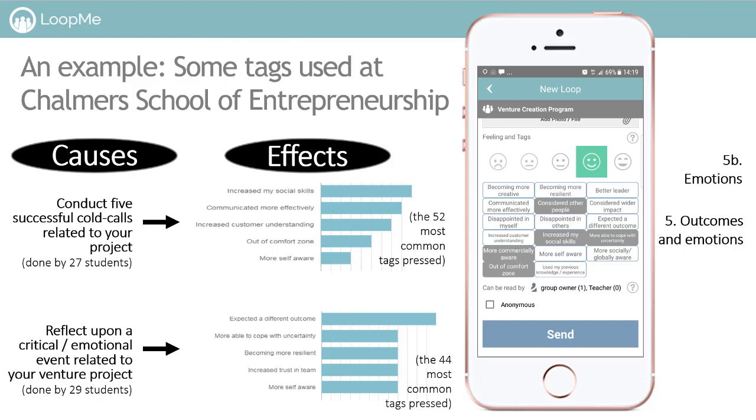And this is real data from students at Chalmers School of Entrepreneurship. Another task here is where we ask them to reflect upon their critical emotional events related to their venture project. And then we get effects out of, maybe not out of the reflection, but out of those critical emotional events. The most common is actually that they expected a different outcome. But they also become more able to cope with uncertainty when they have these critical events. So here we can learn about why things happen, the causation around things.